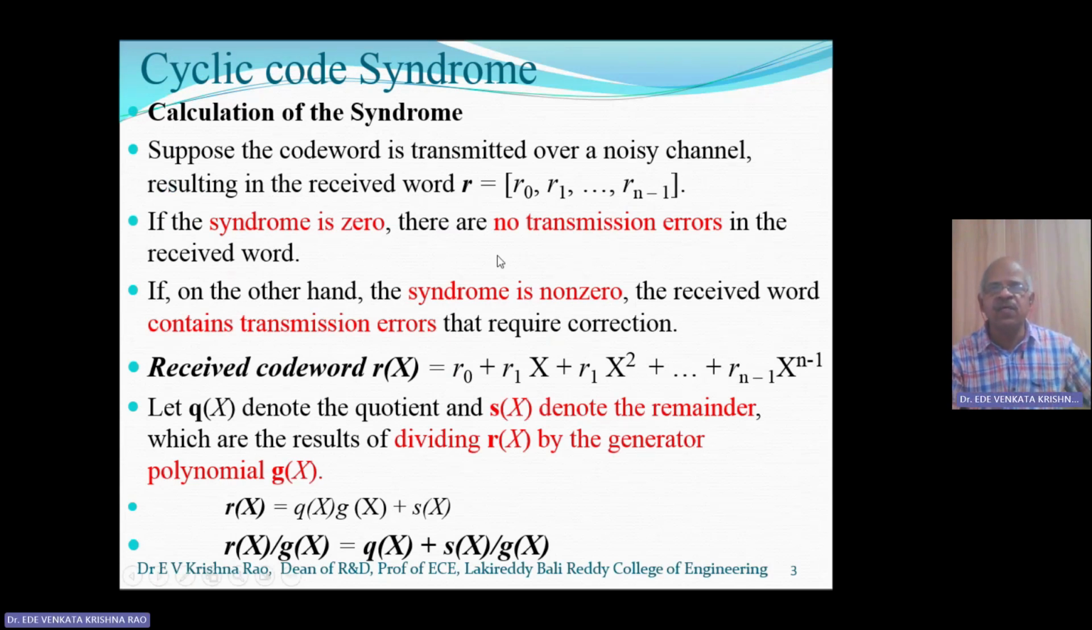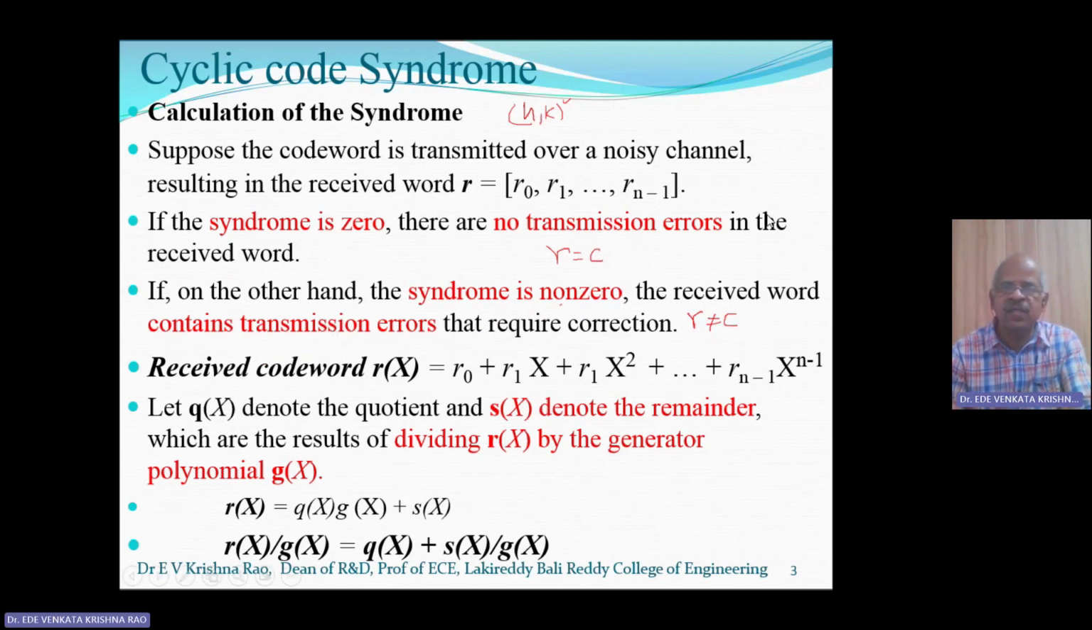Here the received code word is taken as R0, R1, R2, up to Rn minus 1. So an n-bit code word is received. This (n, k) cyclic code word is generated from a k-bit message word and n minus k parity bits, and finally an n-bit code word is generated in the cyclic code. That is transmitted and received as R. If the syndrome is 0, then we don't find any error in the transmission, so R is equal to the transmitted code word. If the syndrome is non-zero, then there is an error, so the received word is not the same as the code word.